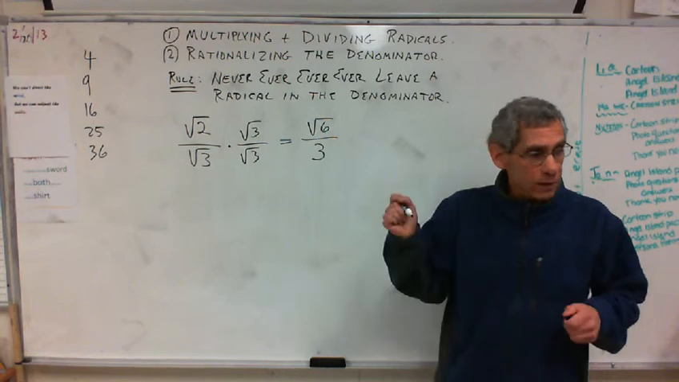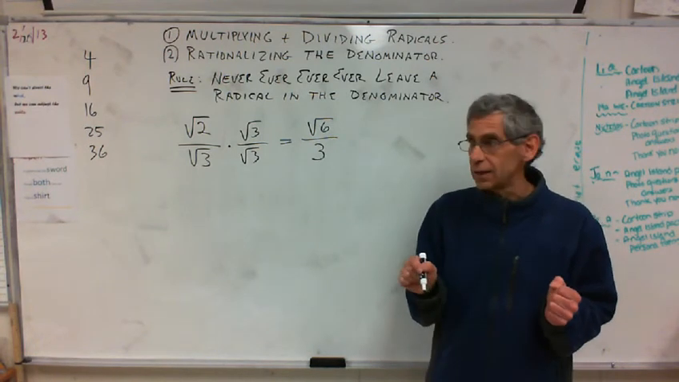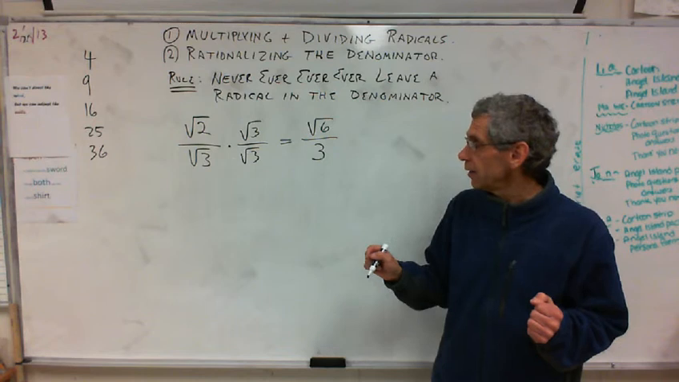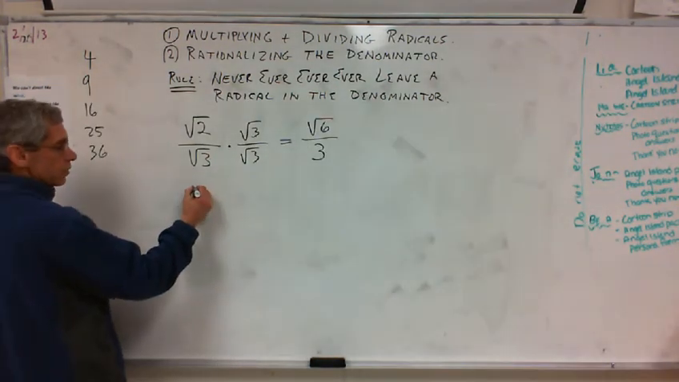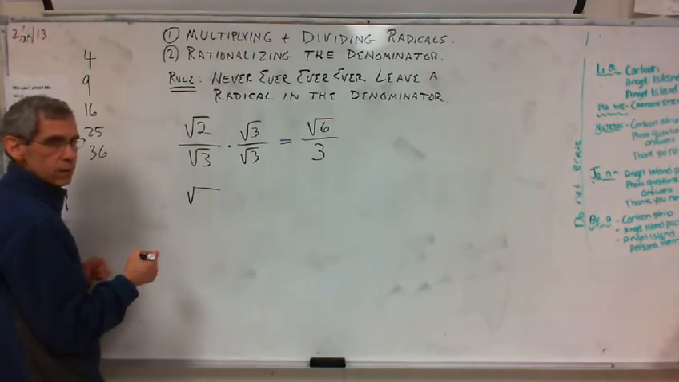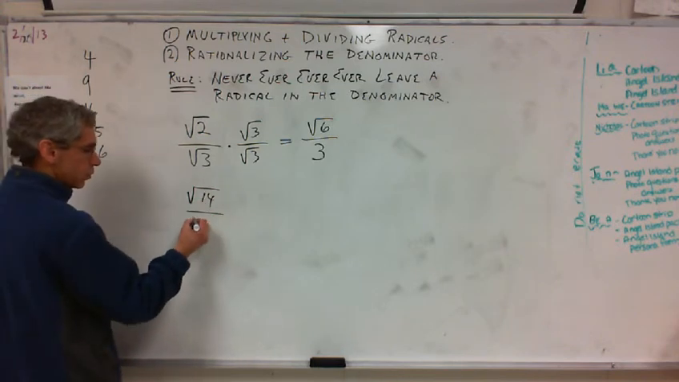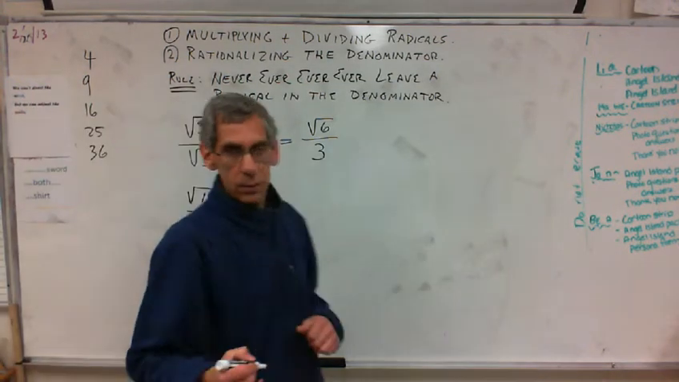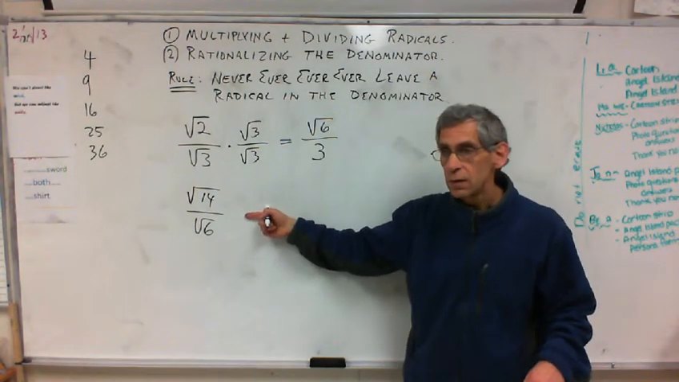All right, let's try a few of these. These are really important, and they're going to get harder, and you're going to see suddenly why they're getting harder, okay? But we'll start simple first. Square root of 14 over the square root of 6. What would I multiply this by? Everybody, all at once.